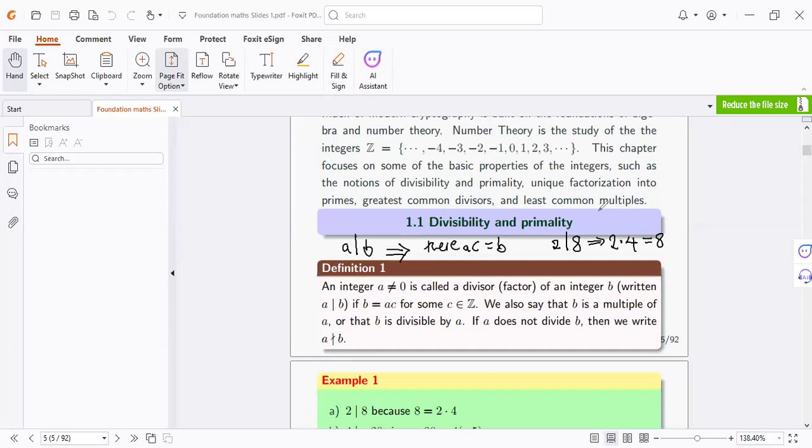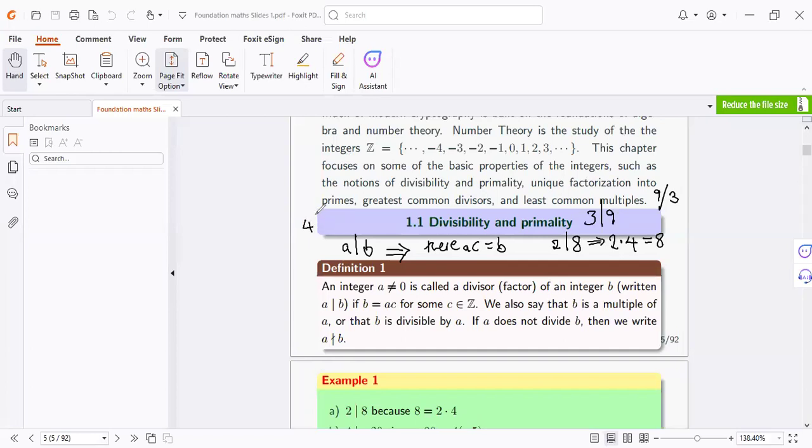Now, I can say 3 divides 9. I have not written this because this one means 9 divided by 3, but this one means divides. 3 can divide 9. Again, let me emphasize, I cannot write this.